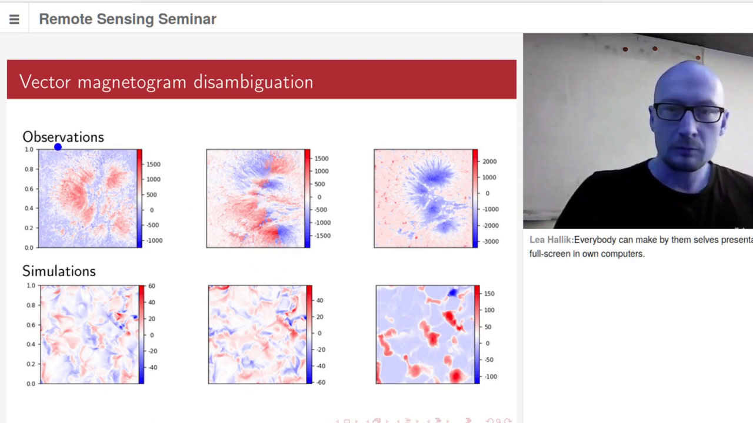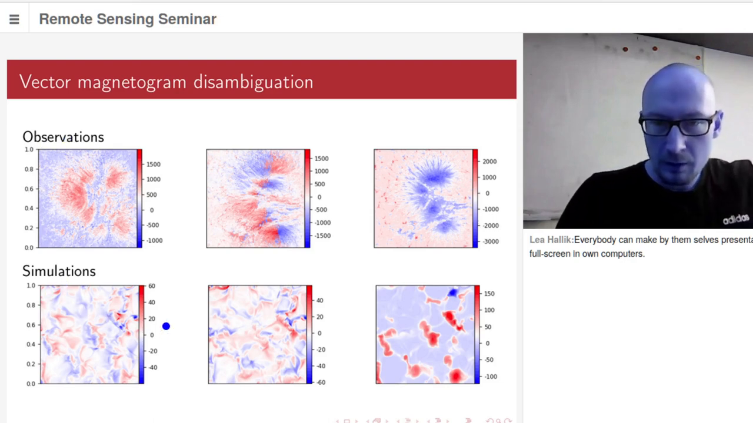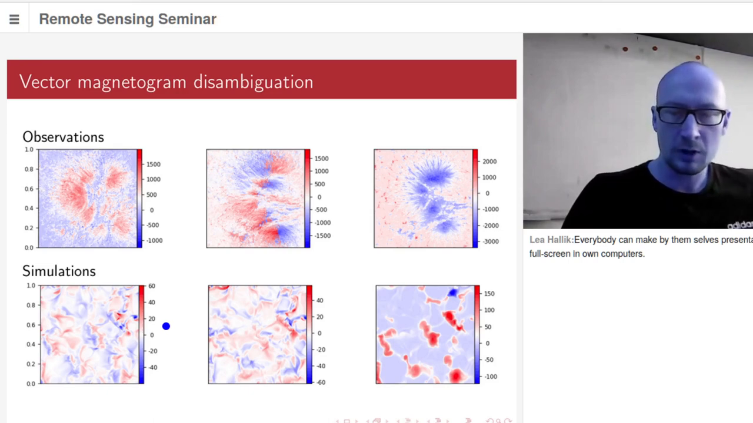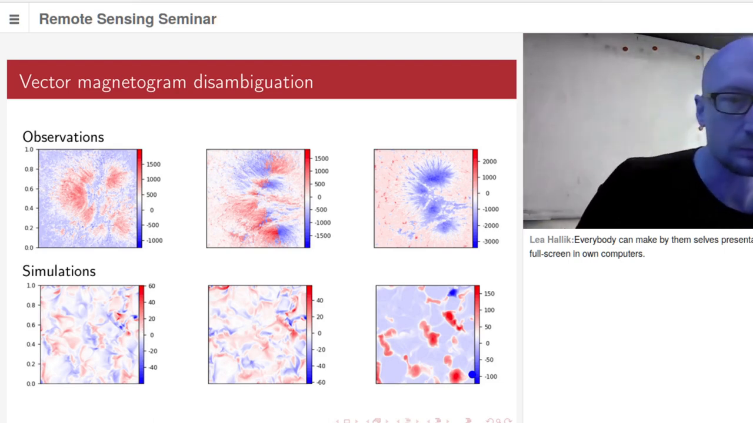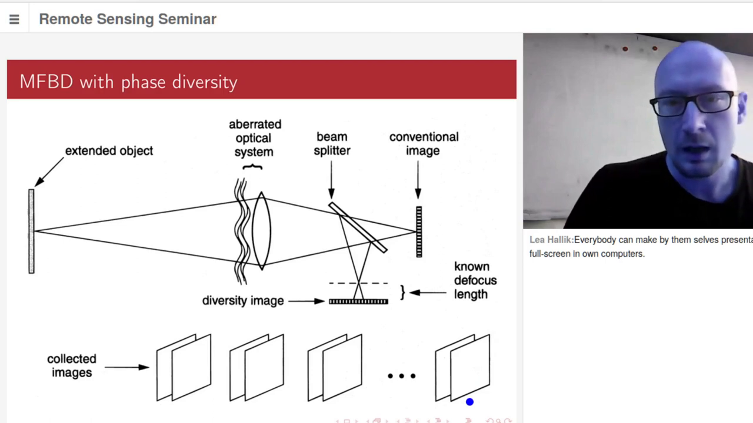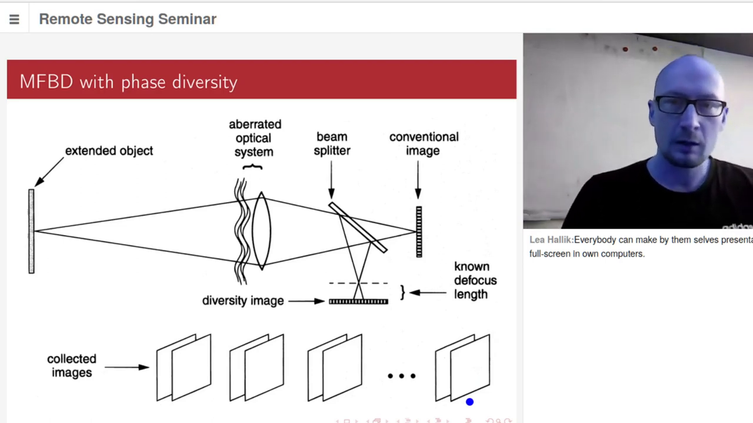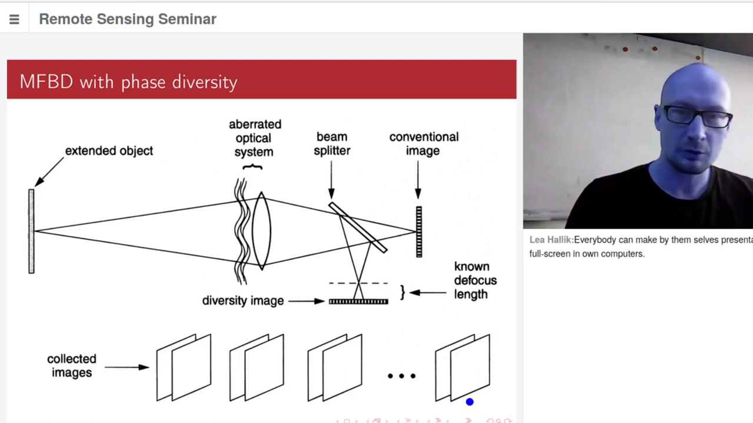And for that, we have observations, and also for testing purposes, we have been using Gaussian processes, but deep learning can also be very useful there. And now to the main topic, which is ground-based solar image restoration.